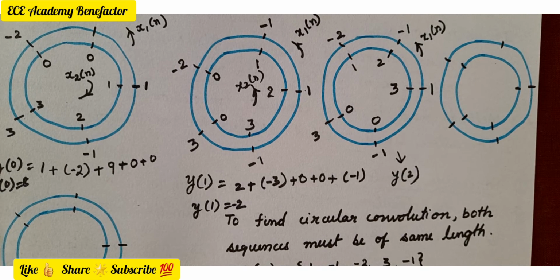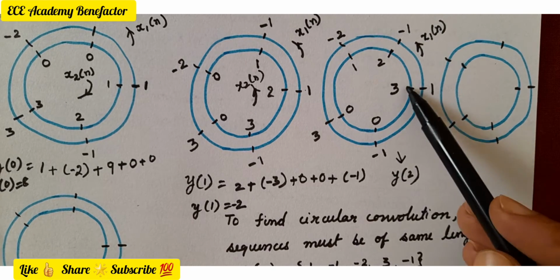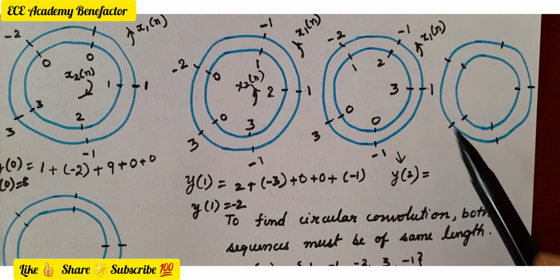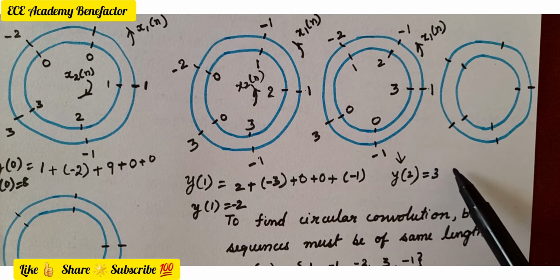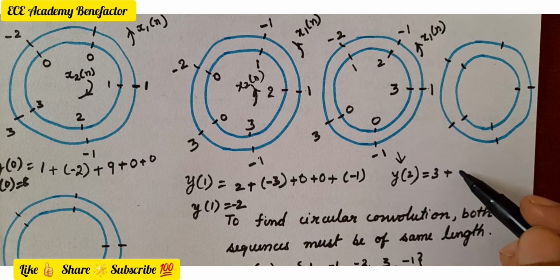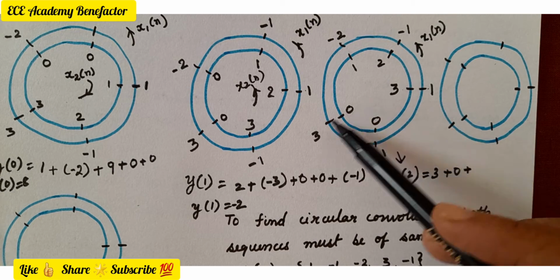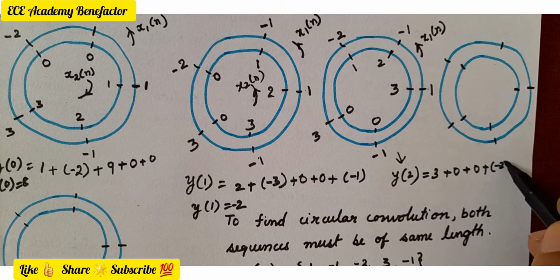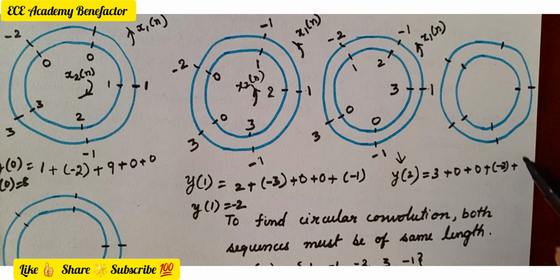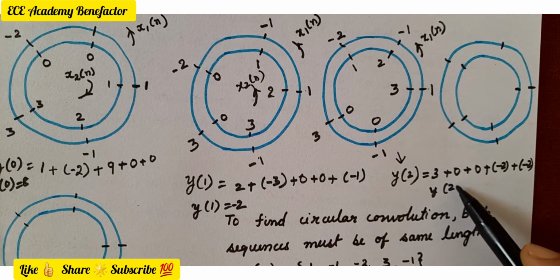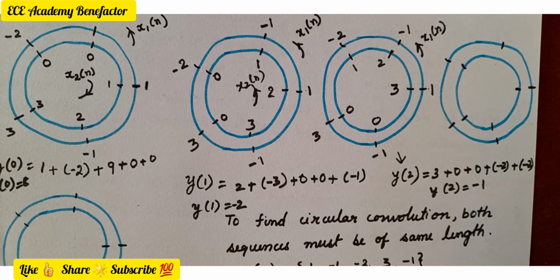y of 2 will be equal to 3 into 1, 3 ones are 3, plus 2 into 0 into minus 1, 0, plus 0 into 3, 0, plus 1 into minus 2, minus 2, plus 2 into minus 1, minus 2. So it is coming to be 3 minus 4, which is equal to minus 1. So y of 2 is coming to be minus 1.